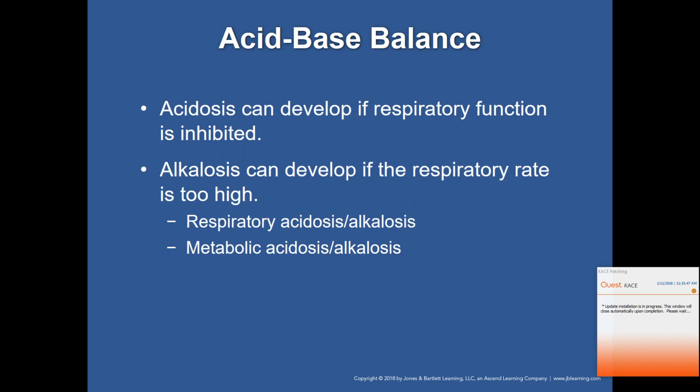Of course, if respiratory function is inhibited, we're going to have a buildup of CO2. It's going to cause acidosis because that buildup of CO2 is going to cause the CO2 to bond with other molecules in the body that release hydrogen. And then the reverse is true. Alkalosis can develop if we're blowing off too much CO2. If we get rid of too much CO2, too much hydrogen will be taken up by those molecules that would normally bond with that CO2 at normal levels of CO2 in the body.